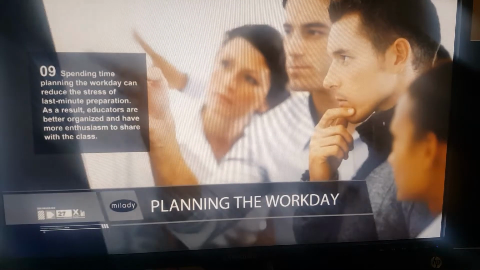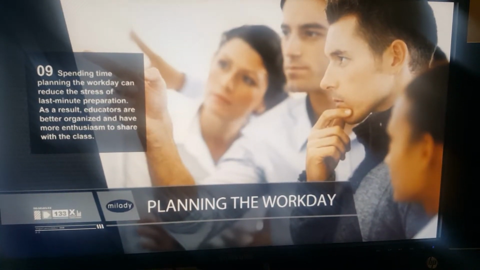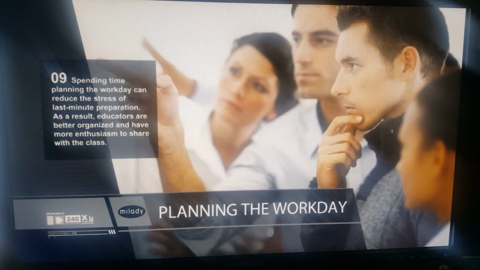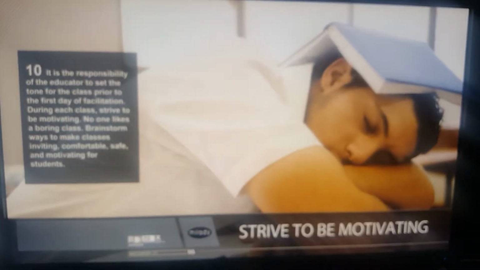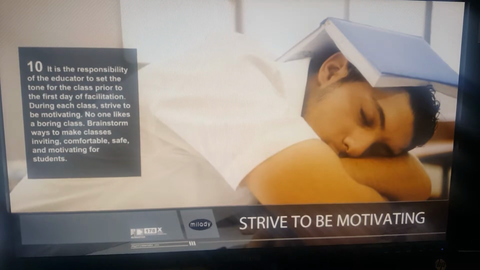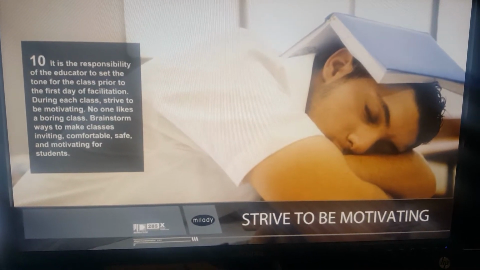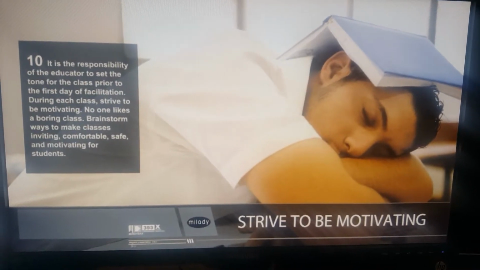Spending time planning the workday can reduce the stress of last-minute preparation. As a result, educators are better organized and have more enthusiasm to share with the class. It is the responsibility of the educator to set the tone for the class prior to the first day of facilitation. During each class, strive to be motivating. No one likes a boring class. Brainstorm ways to make classes inviting, comfortable, safe, and motivating for students.